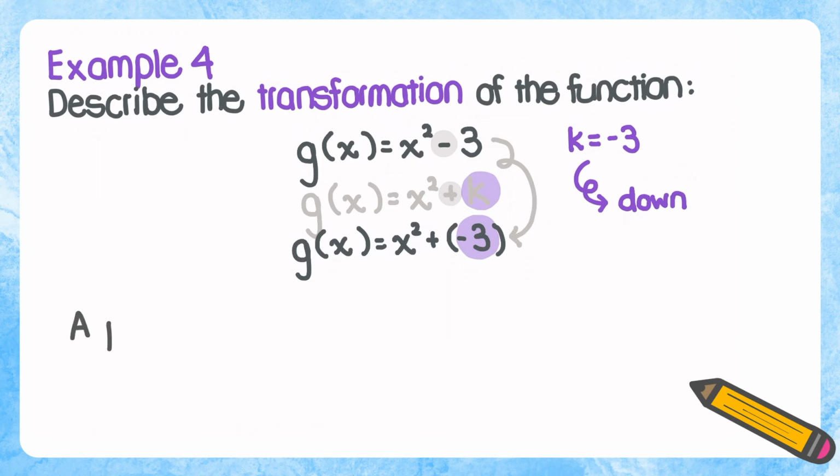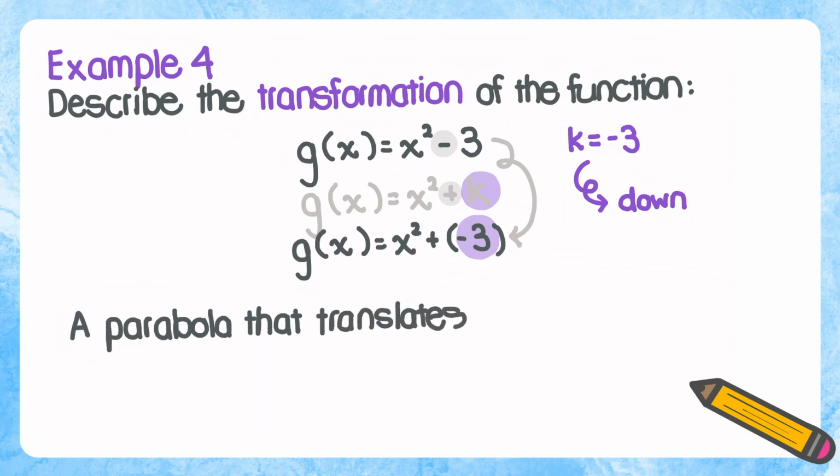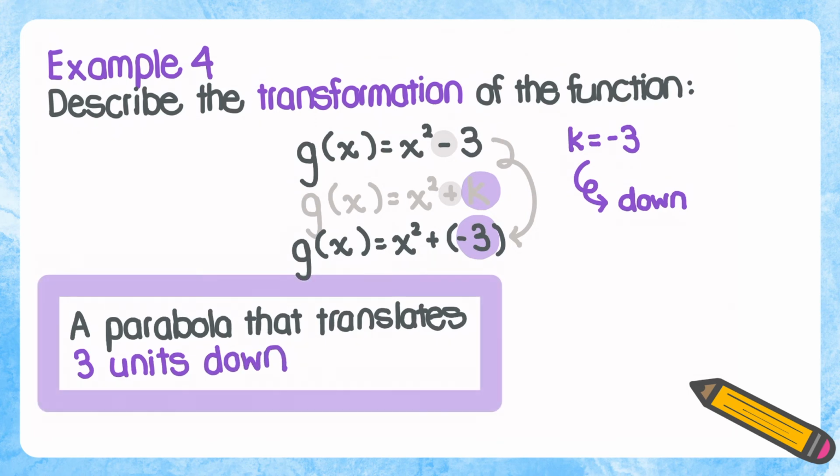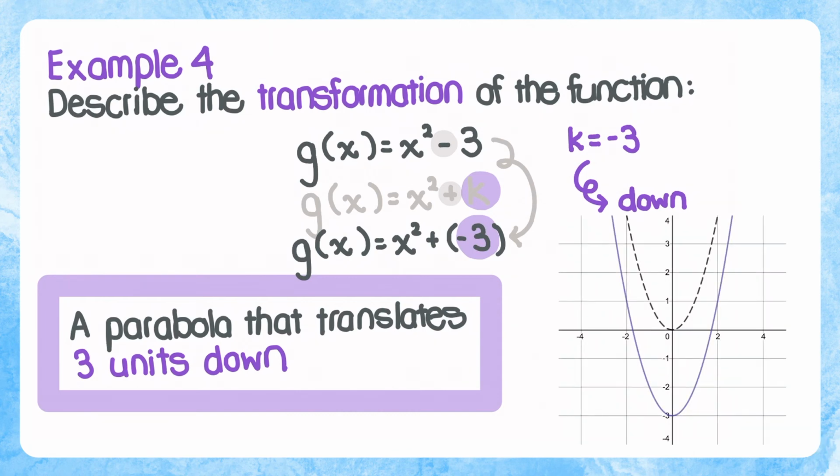So in this case, we have a parabola that translates 3 units down because k is negative. So here we had to rewrite the function to see that k is negative. So we have a parabola that translates 3 units down, as you see in this Desmos graph.